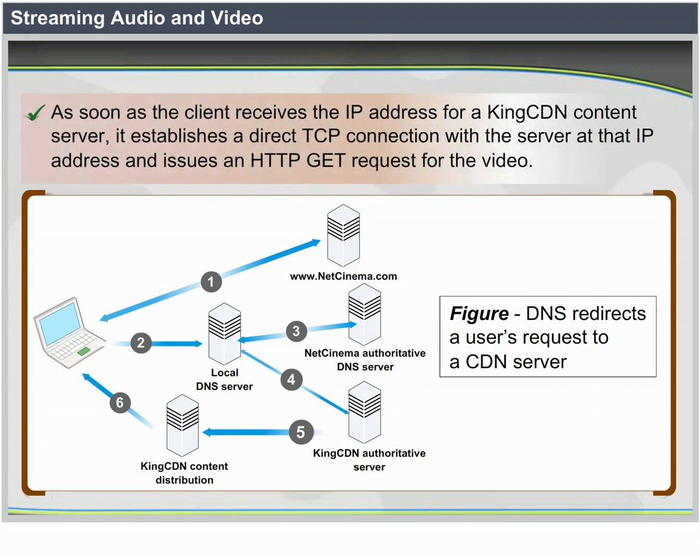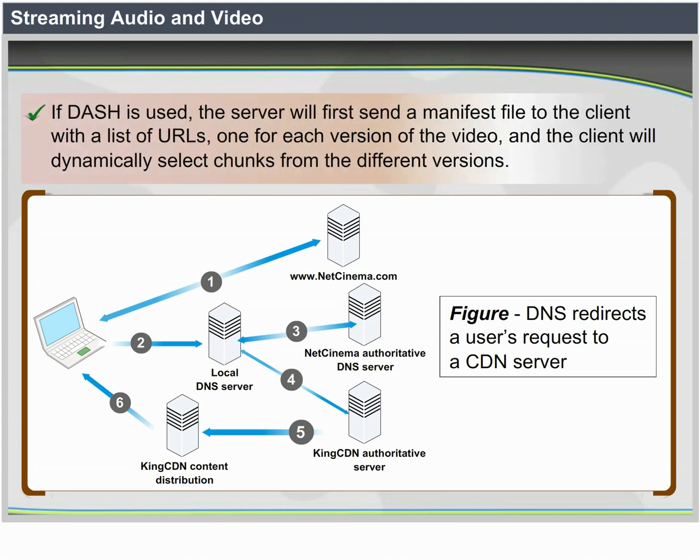Once the client receives the IP address for a KingCDN content server, it establishes a direct TCP connection with the server at that IP address and issues an HTTP GET request for the video. If DASH is used, the server will first send to the client a manifest file with a list of URLs, one for each version of the video, and the client will dynamically select chunks from the different versions. Figure: DNS redirects a user's request to a CDN server.